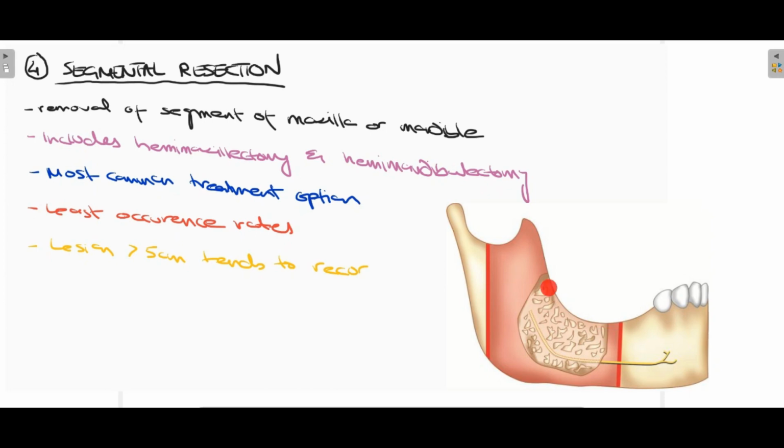As you can see in this diagram, there is a lesion which was present over here. So using segmental resection, the entire lesion or this bone is removed, but the jaw continuity is disrupted in this case. So reconstruction will be required in future.